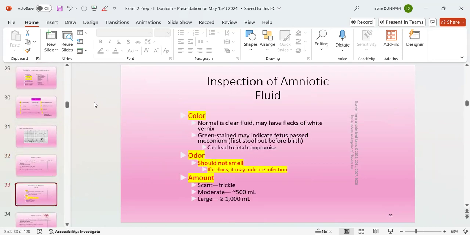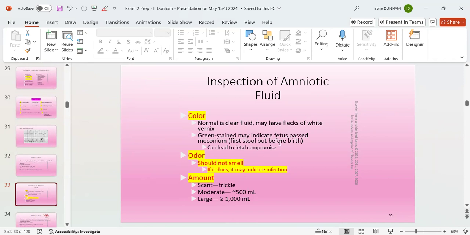Okay. All right, so let's go now and review amniotic fluid. Okay, so amniotic fluid, what color should it be? Clear. Yes, clear. It might have some vernix in it, but if the baby has a bowel movement, then it could be green stained. That means it had its first bowel movement inside, which is the meconium. Okay. Is that good? No, never good.